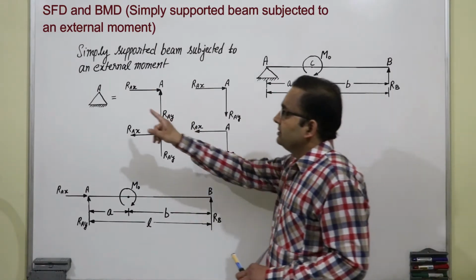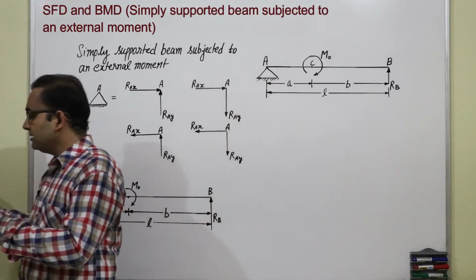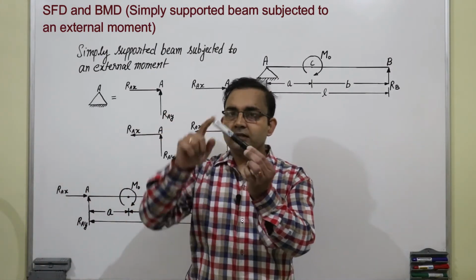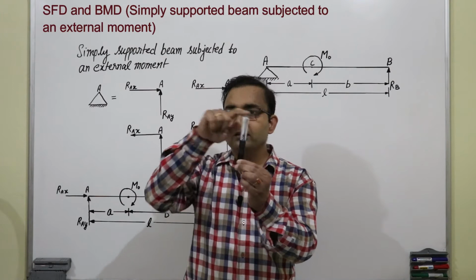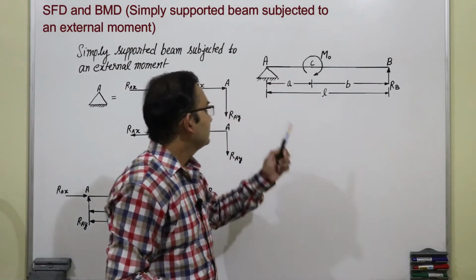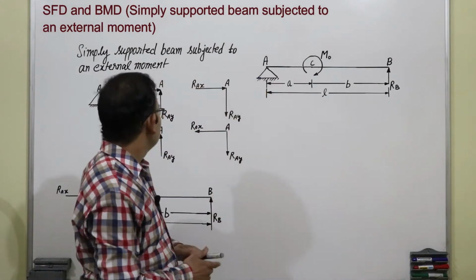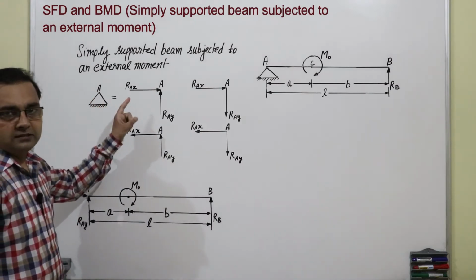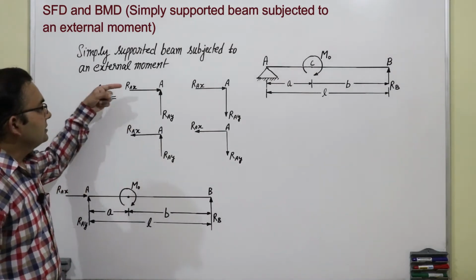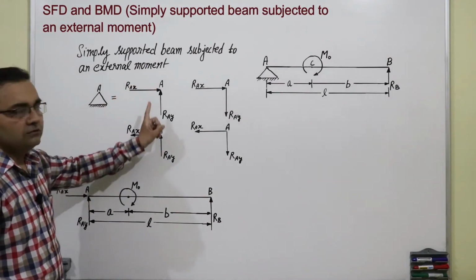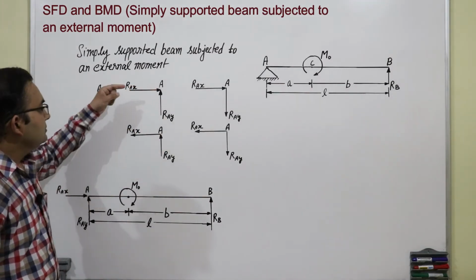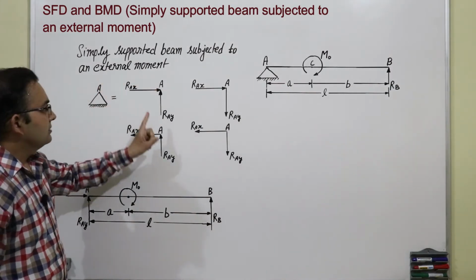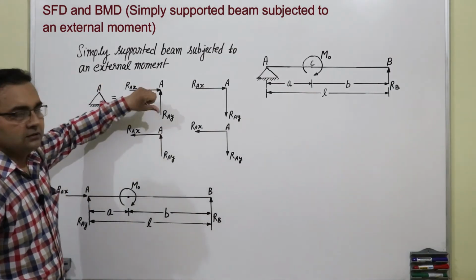So this is a hinge support. What is a hinge support? Suppose this is a pen and I can slide this like this. This is a hinge support. For hinge support we will use two reactions. One is horizontal and one is vertical. So arrow direction may be this side or this side, or it may be upward or downward.